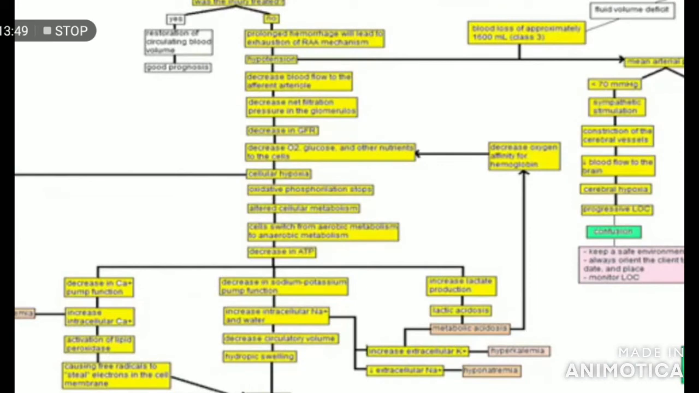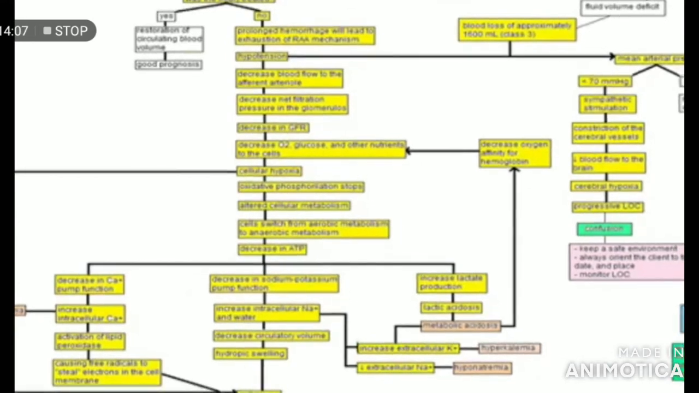So let's go back. Hypotension then leads to decreased blood flow to the afferent arteriole, which decreases net filtration pressure in the glomerulus, then leads to a decrease in GFR, and this will lead to a decrease of oxygen, glucose, and other nutrients to the cells, which will lead to cellular hypoxia, and oxidative phosphorylation stops. Then there is altered cellular metabolism.